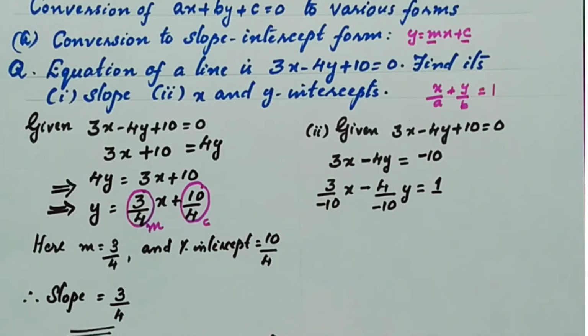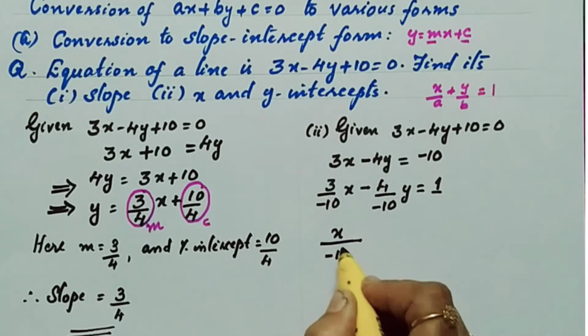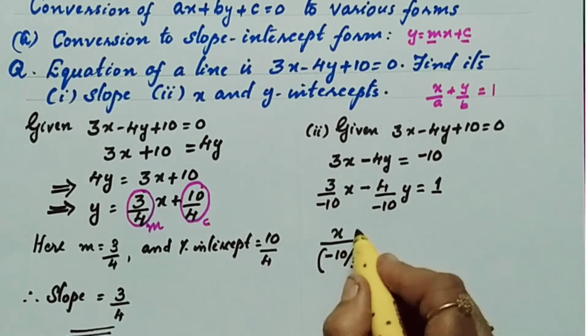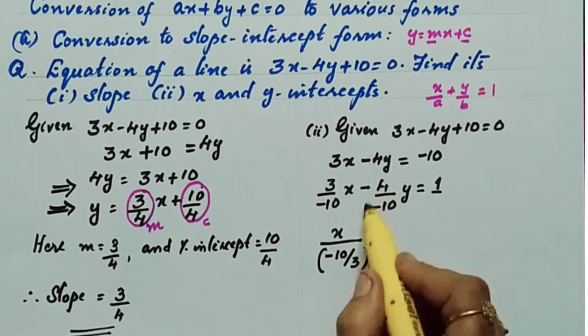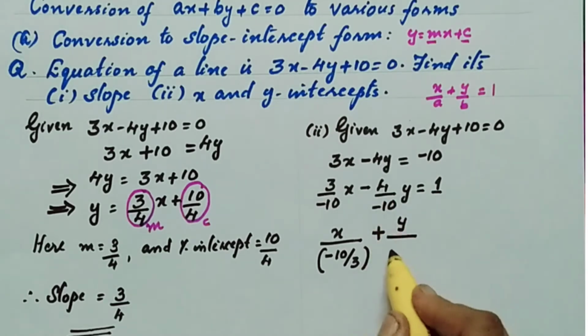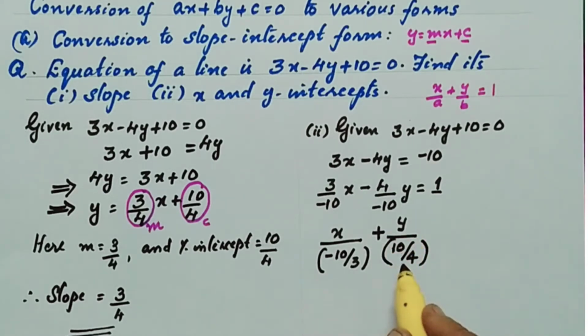Now I am going to arrange the equation. Listen to this. x divided by minus 10 by 3. Am I right? Why? Because taking the reciprocal and multiplying, this minus 10 by 3 becomes 3 by minus 10. These two minuses become plus. This 4 by 10, I am going to arrange as y on the numerator divided by 10 by 4. Am I right? Why? Because y divided by 10 by 4 is the same as 4y by 10, which is equal to 1.